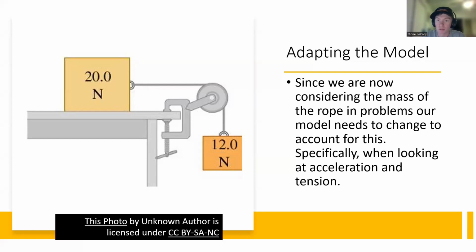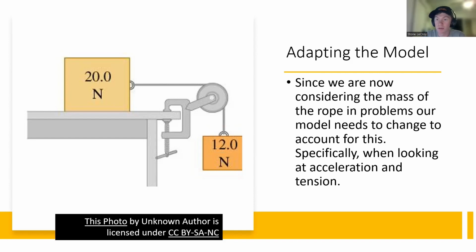Adapting the model. Since we're now considering the mass of the rope in problems, our model needs to change to account for this, specifically when looking at acceleration and tension. For problems such as the one mentioned above, assuming that the rope is massless allows you to ignore its mass when calculating the acceleration of an object or the tension in a rope. The issue is that in the real world, ropes have mass, and to gain a more accurate representation of what's going on, the mass needs to be included.